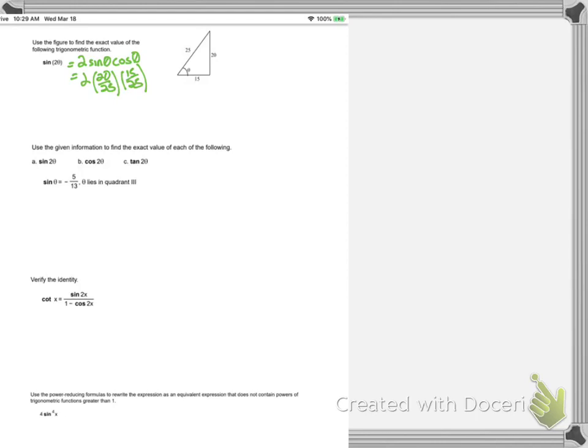Okay, multiplying these out, we see if there's anything we can simplify. 5 goes into 20 4 times, 5 goes into 25 5 times, 5 goes into 15 3 times, 5 goes into 25 5 times. Okay, so 2 times 4 is 8, 8 times 3 is 24.